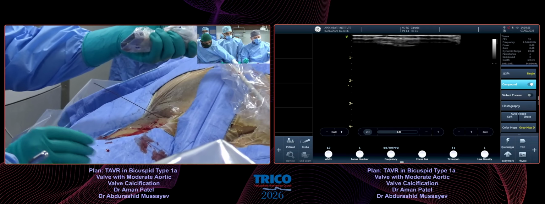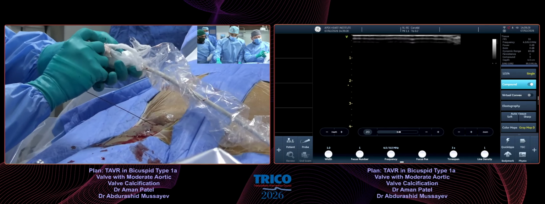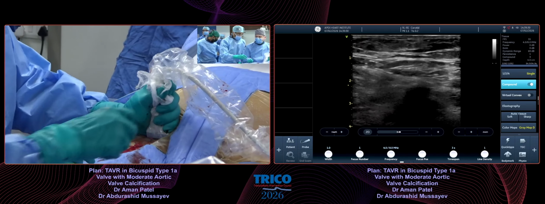After the puncture, usually we should recheck our wire. The wire.